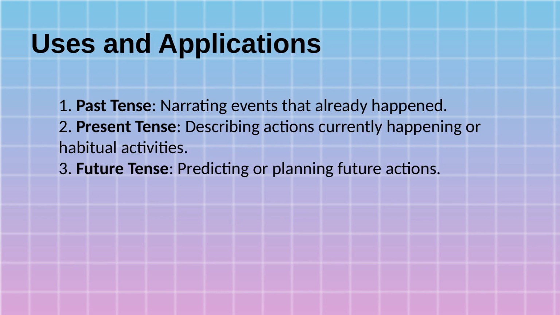Now, let's explore the uses and applications of each tense. 1. Past tense, it's used for narrating events that already happened. 2. Present tense, this tense describes actions currently happening or habitual activities. 3. Future tense, it's employed for predicting or planning future actions.